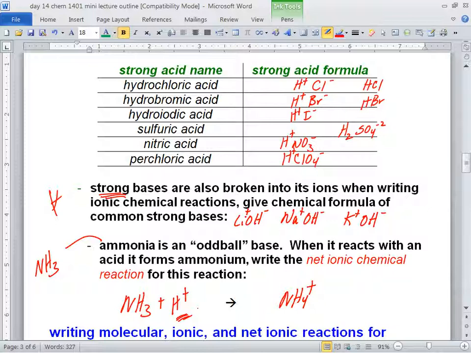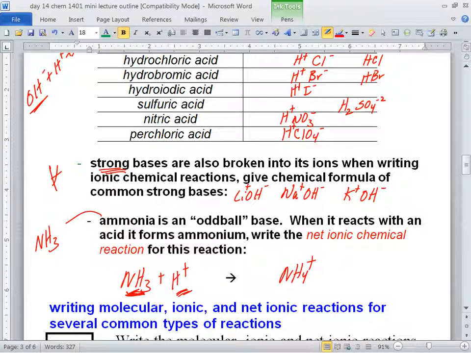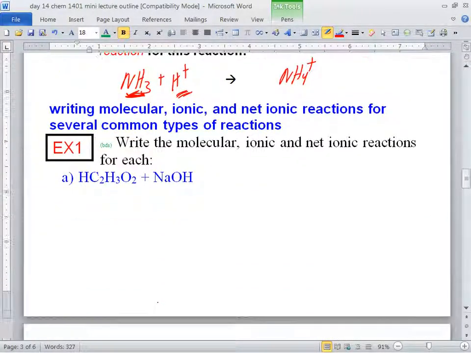You see why hydroxide's a base? Because when it sucks up an H plus, it makes what? Water. H2O. HOH, which is H2O, which is water, right? So that's why this is a base. So this is a base too, because it also reacts with hydrogen ions, but it forms ammonium. So it's an oddball. Hopefully there won't be too many of those.